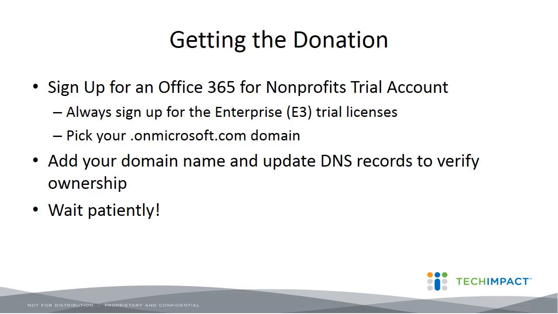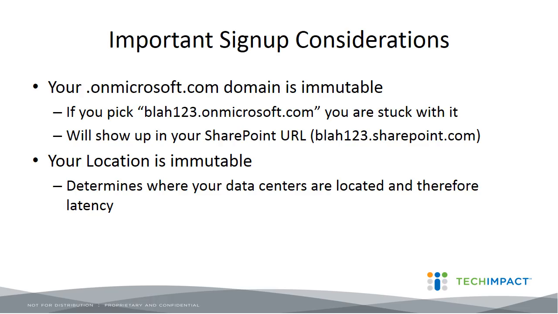To get the donations, you're going to sign up for a trial E3 license. Then you're going to pick a temporary domain name. It's going to start with .onmicrosoft.com. Then you're going to add your domain name and update your DNS records to verify ownership. You add a TXT record for your domain. If that doesn't make any sense to you, you should probably get some help with this part of the process. Then you'll wait, and Microsoft and TechSoup will work in the background to get you verified.